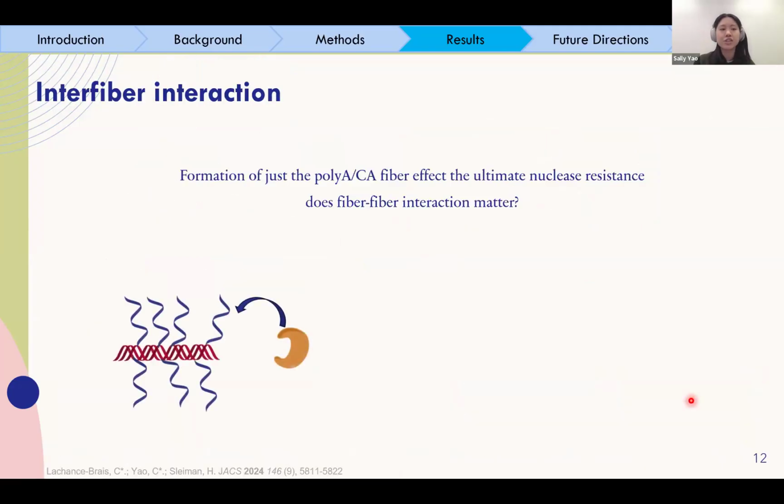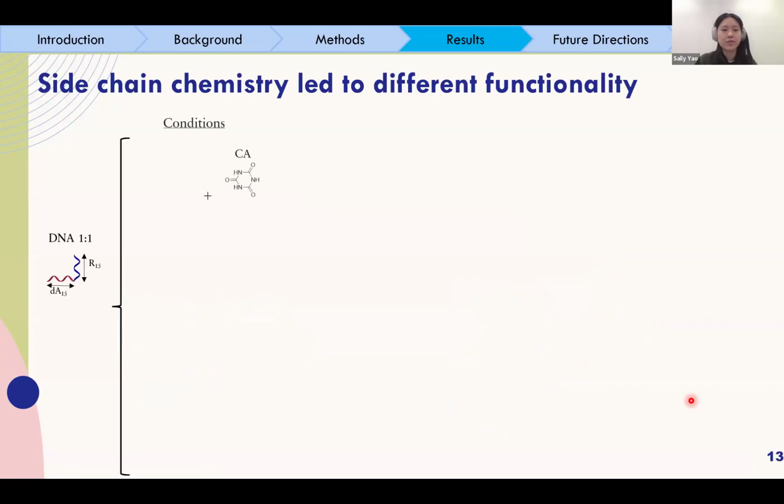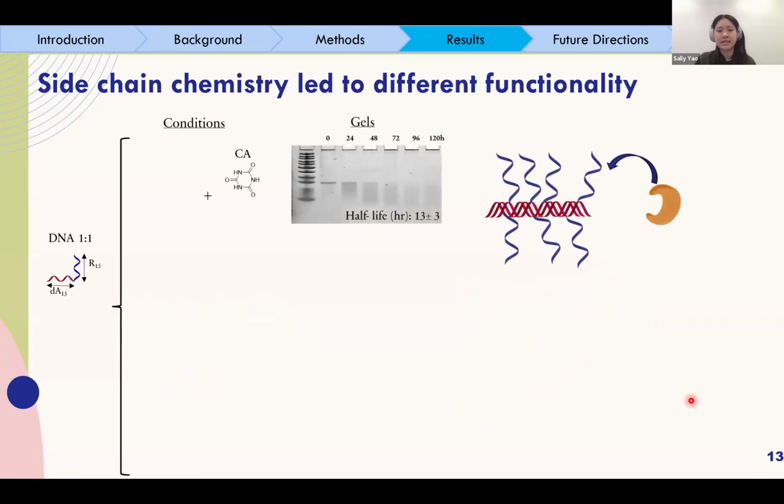This is where we ask whether the interfibril interaction can affect ultimate nuclease resistance, and how we can utilize this to protect our nucleic acid. What we see here is that for the DNA 1-to-1 strand, when we just have cyanuric acid, we can still see the band after 48 hours, but it is mostly degraded, because we form the triple helix structure with our DNA 1-to-1 strands, and all the cargo sequences are still exposed outside of the triple helix structure.